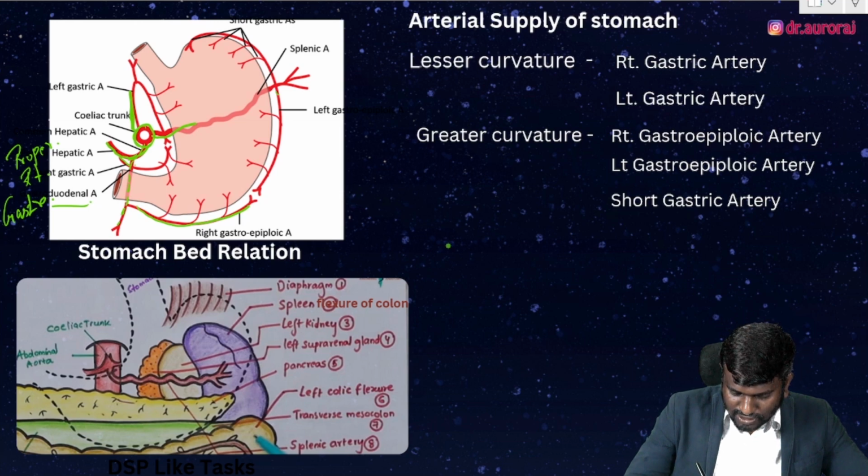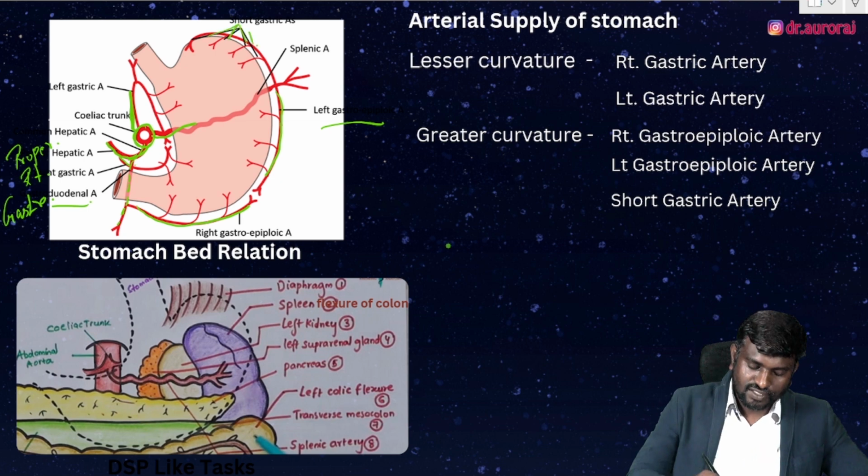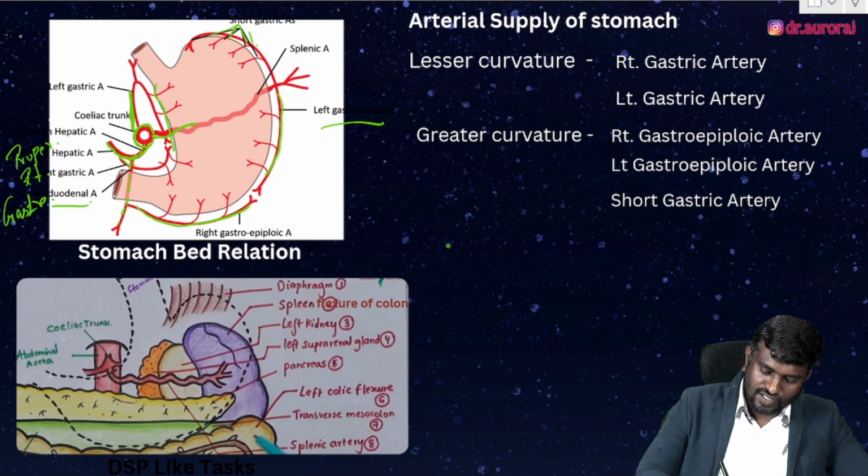Down below here you see the left gastroepiploic artery, and then here this is going to be the short gastric artery. I think you are very clear. This region is called as what? The lesser curvature, and this is called as the greater curvature.